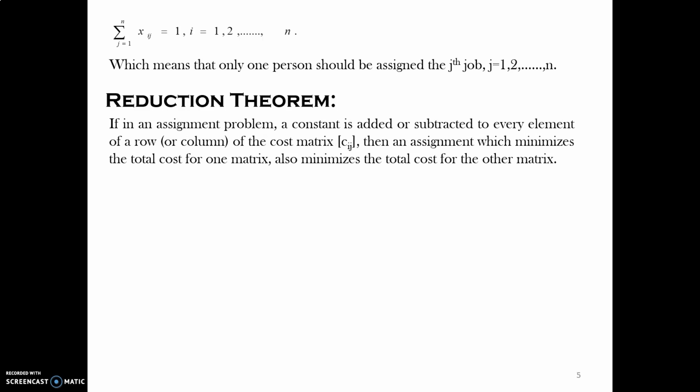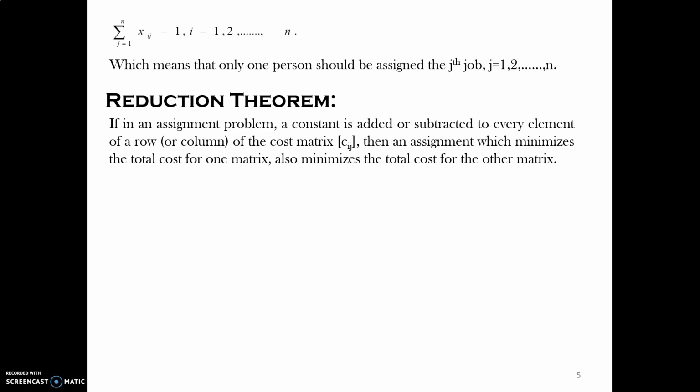So I was talking about the reduction theorem or Hungarian method. If in an assignment problem a constant is added or subtracted to every element of a row of the cost matrix, which is Cij, which I've already discussed in the previous slides, then an assignment which minimizes the total cost for one matrix also minimizes the total cost for the other matrix.